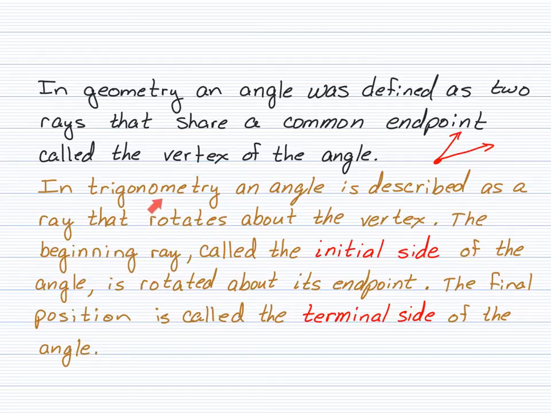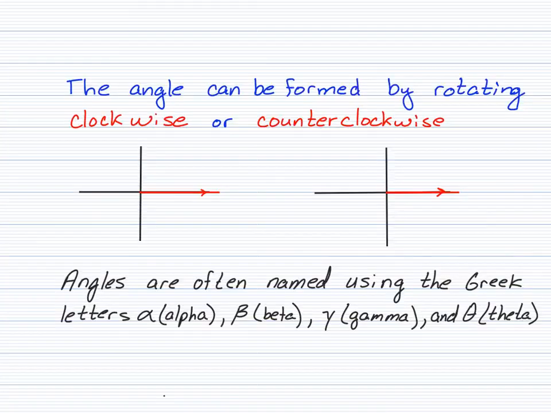Now in trigonometry, an angle is going to be described as a ray that rotates about the vertex. And the vertex is going to be at the origin in particular. The beginning ray is going to be called the initial side of the angle, and it's going to be rotated about its endpoint. And then the final position is called the terminal side of the angle. So we have initial side and we have terminal side.